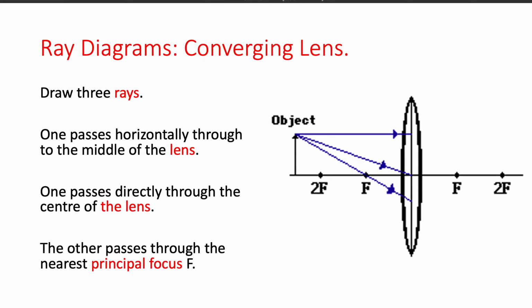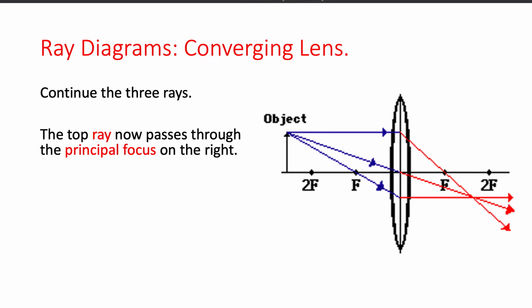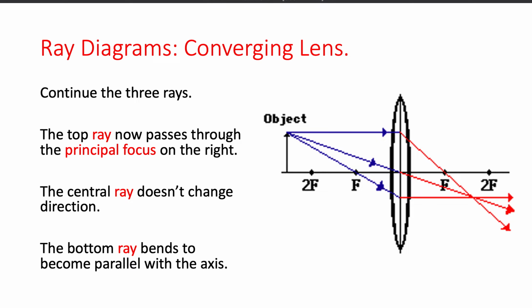Now actually, if you've been following along with this, you may be aware that really all we have to do here is do some inversion. You'll notice here this is what happens to the rays after they've traveled through. That top ray becomes refracted, and it refracts through the principal focus on the right hand side of the lens. The second ray doesn't do anything. The center ray just doesn't change its direction, it simply carries on. And the third ray bends so that it becomes parallel with the axis. In other words, it becomes horizontal.